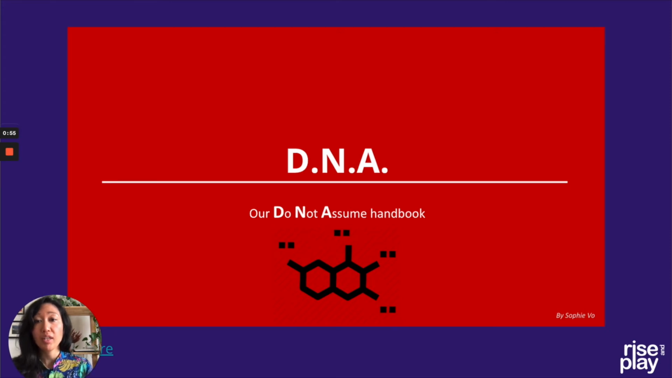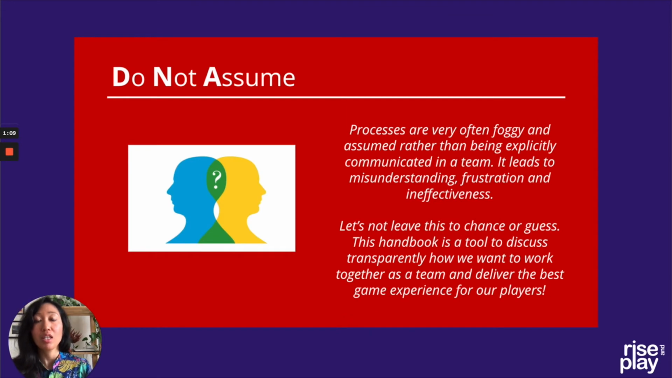So my handbook, and I will put the link here, is among the materials that you can download. I call it my DNA team handbook, or do not assume handbook. Why is that? It's because in the end, as individuals, we are very complicated. It's complex collaboration, human collaboration. And there's a difference between what we say, what we think, and what we think we say.